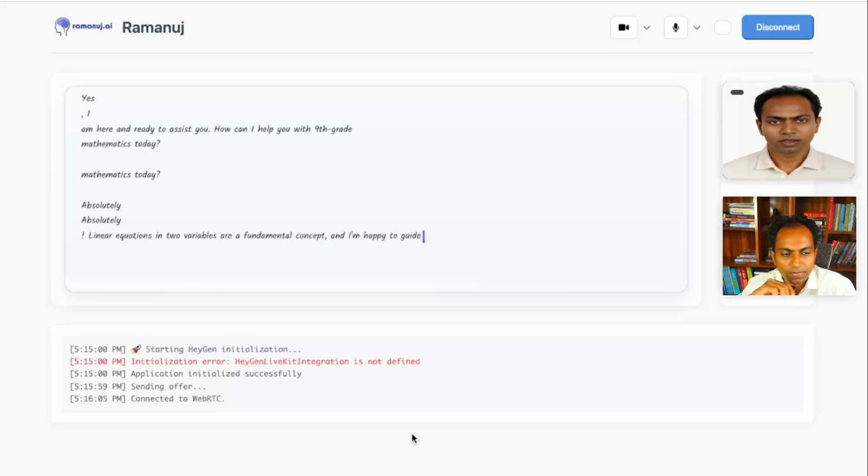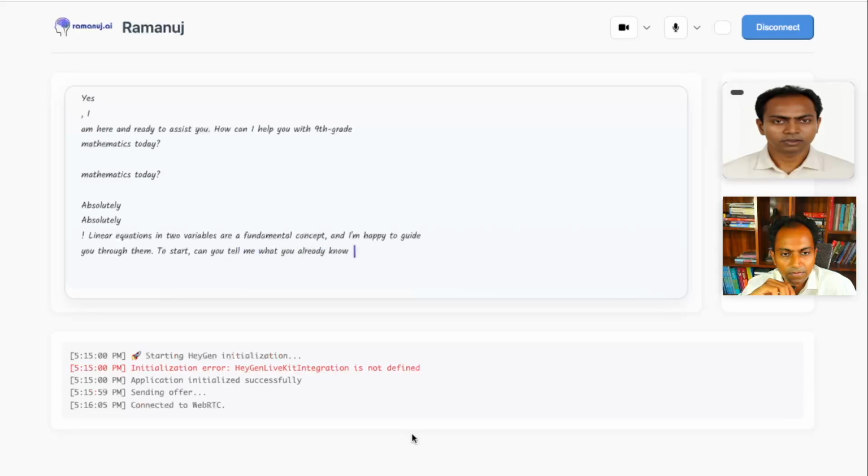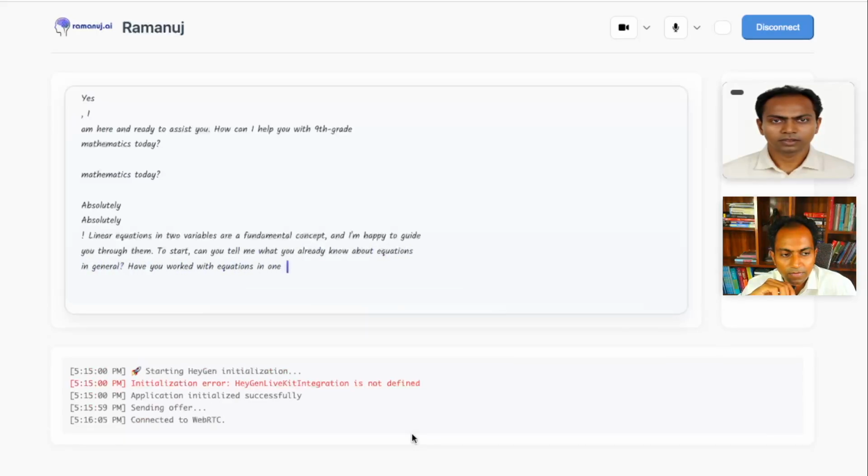Absolutely! Linear equations in two variables are a fundamental concept, and I'm happy to guide you through them. To start, can you tell me what you already know about equations in general? Have you worked with equations in one variable before? This will help me tailor my explanation to your current understanding.